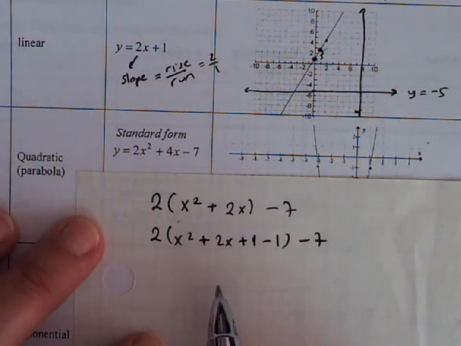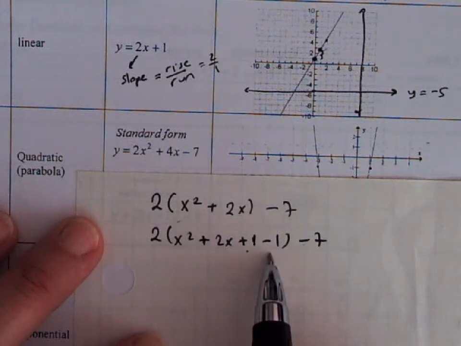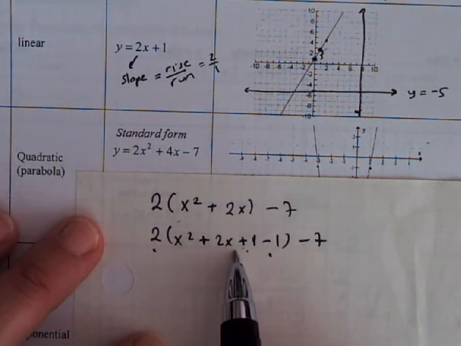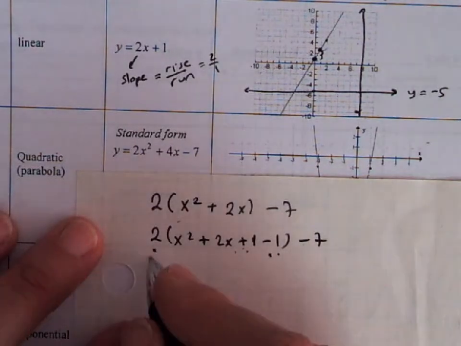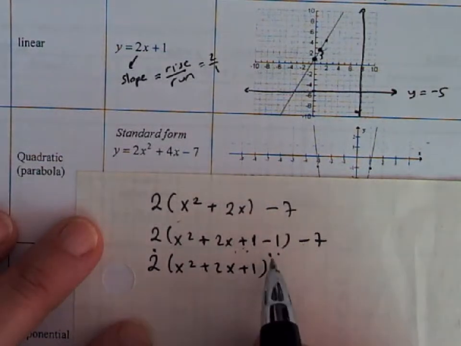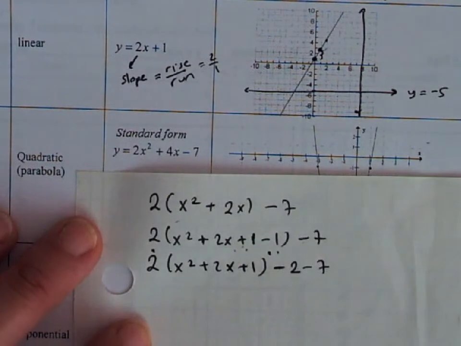Next step. Keep the positive number that you added inside of the bracket and take the negative number outside of the bracket. As you do that, multiply it with the number in front of the bracket. So I'm keeping positive 1 inside. I'm going to take negative 1 outside, multiplied by 2 gives you negative 2. So 2 times x squared plus 2x plus 1, negative 1 times 2 gives you negative 2, minus 7.